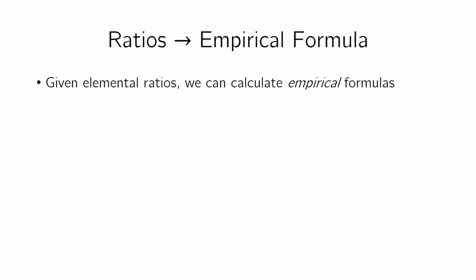All right, let's talk about empirical formulas and how ratios can help us get these empirical formulas for compounds. Someone can do an elemental analysis, maybe they burn something, and they can tell me the percent of each of the elements that are present in the compound, and from that I can determine the empirical formula.